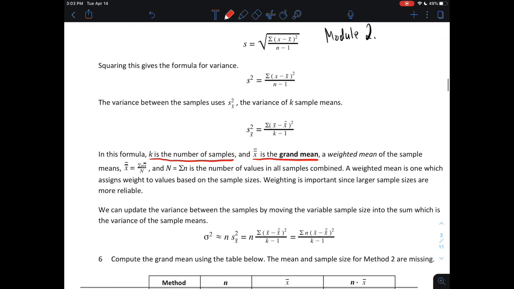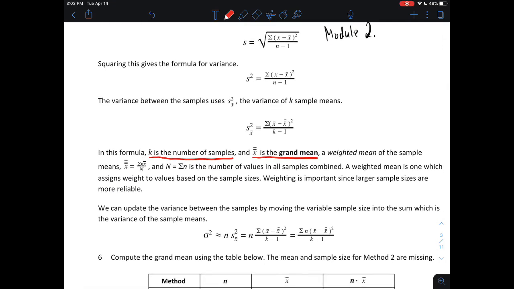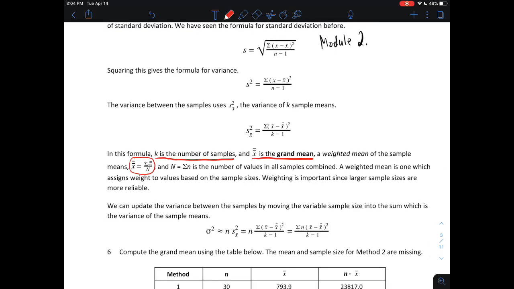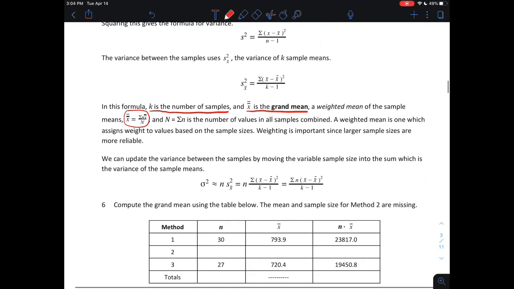The formula for that calculation is right here. X double bar is equal to the sum of n times x bar divided by capital N, where capital N equals the sum of n, meaning the number of values in all samples combined. So if you added up all of the sample sizes. A weighted mean is one which assigns weight to values based on the sample sizes. Weighting is important since larger sample sizes are more reliable.